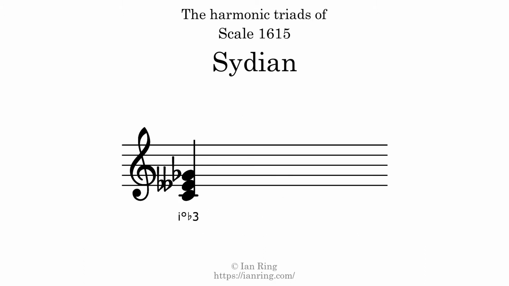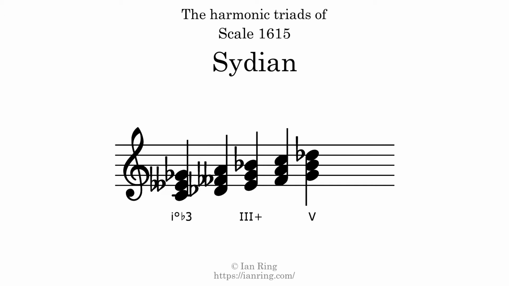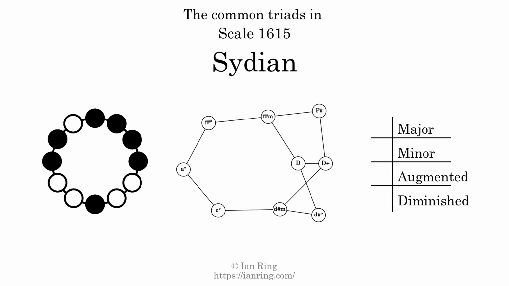Diminished flat 3. Unnamed. Augmented. Unnamed. Major. Unnamed. Unnamed. Here are the common triads present in this scale. The diagram in the center is a graph of parsimonious voice leading between triads.